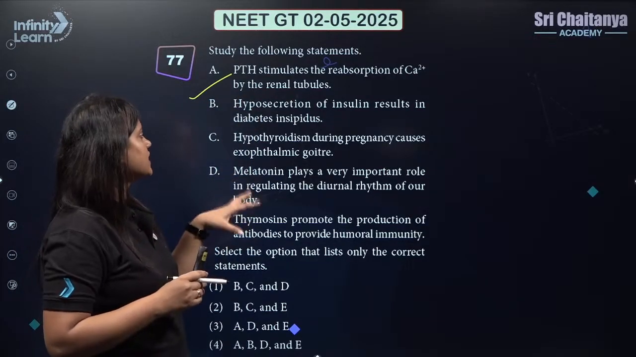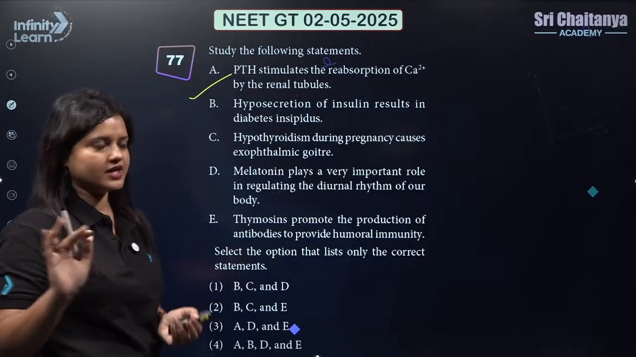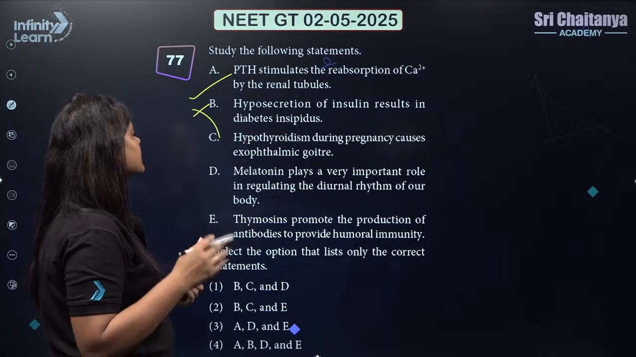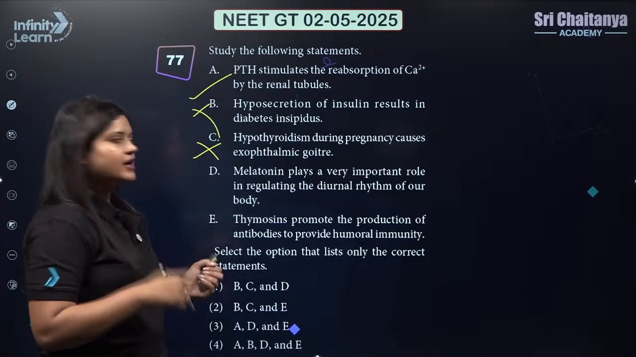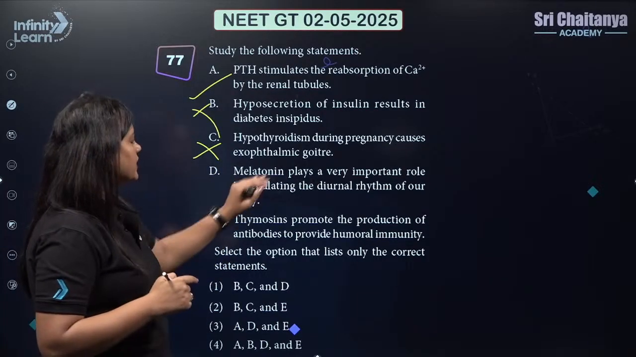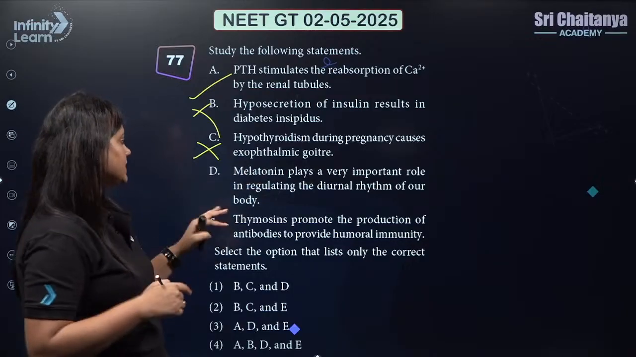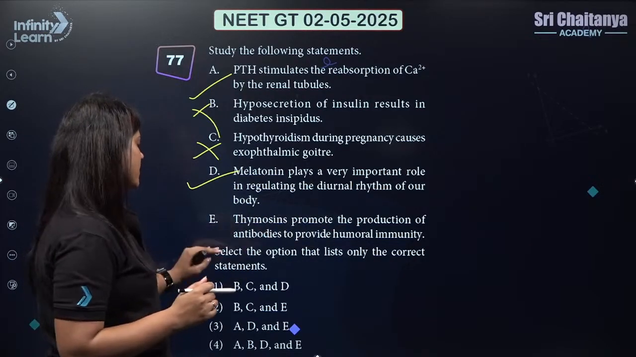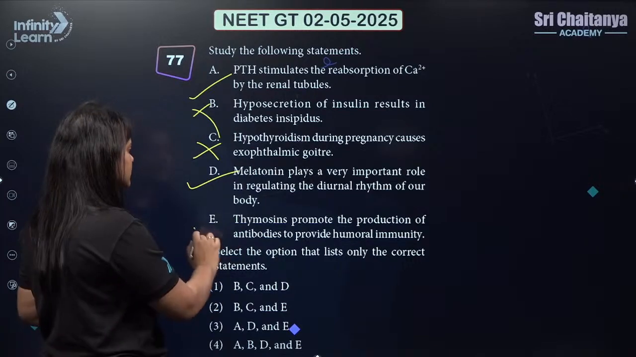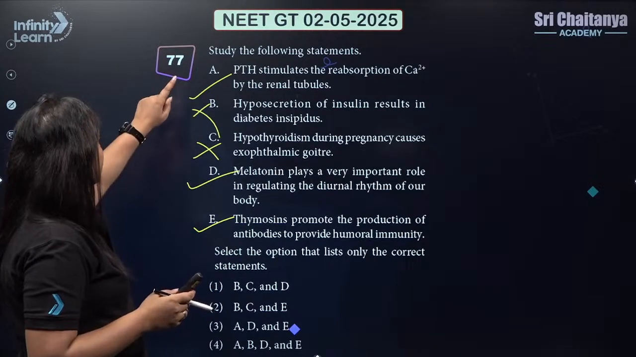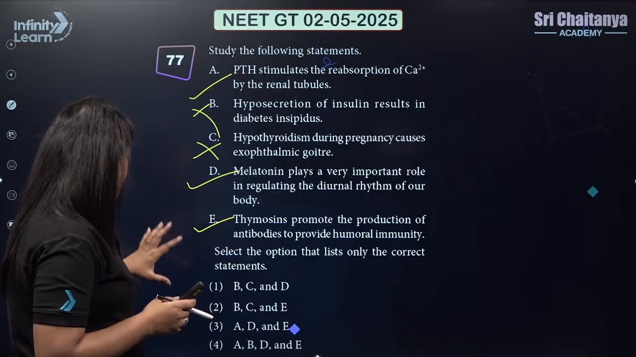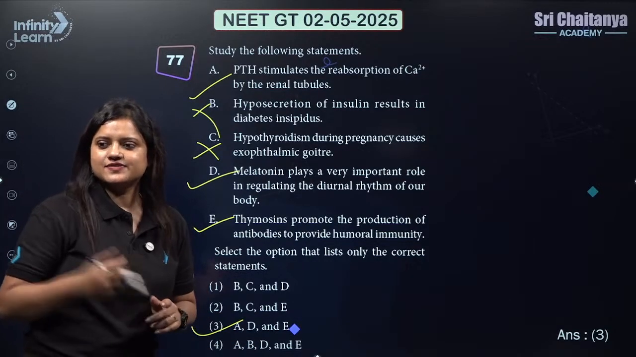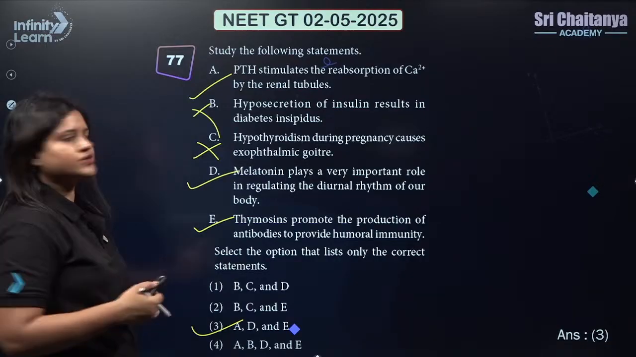Hyposecretion of insulin results in diabetes insipidus? No, it is related to ADH. Hypothyroidism during pregnancy causes exophthalmic goiter? No, it causes cretinism. Melatonin plays a very important role in regulating the diurnal rhythm of our body? Yes. Thymosin promotes the production of antibodies to provide humoral immunity? Yes. So we have A, D and E as the correct answer. So answer should be 3. Yes, very good Aditya, very nice, good.